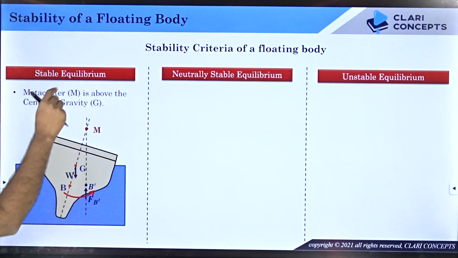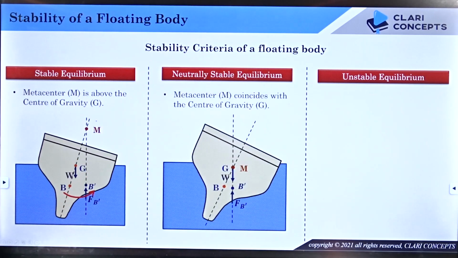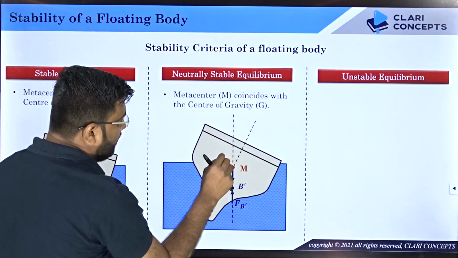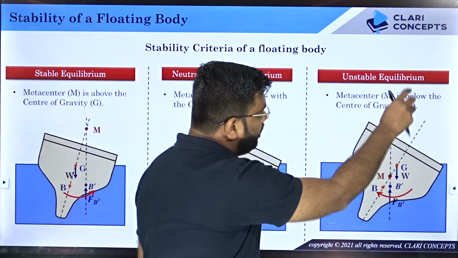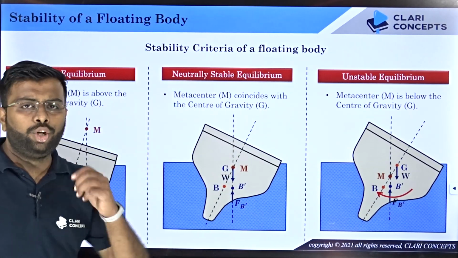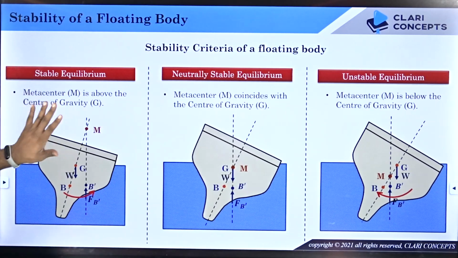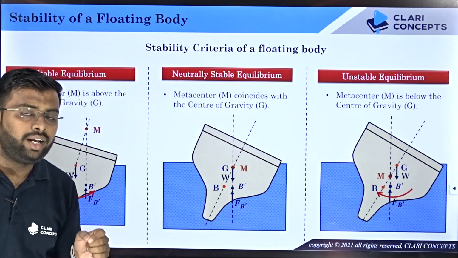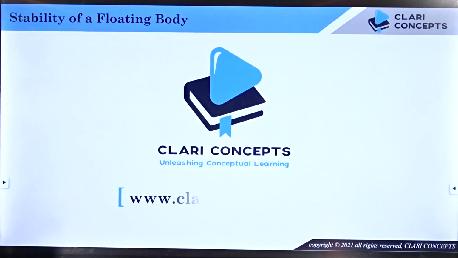For a stable equilibrium, the metacenter should be above the center of gravity, right? And metacentric height should be positive. For neutral stable equilibrium, the metacenter coincides with G and GM is 0. And for unstable equilibrium, the metacenter is below G and GM is negative. So whenever you are designing any floating body, you must make sure it falls under the first category and it should be in stable equilibrium, and your metacentric height has to be as large as possible. Clear? So I hope you understood these concepts.